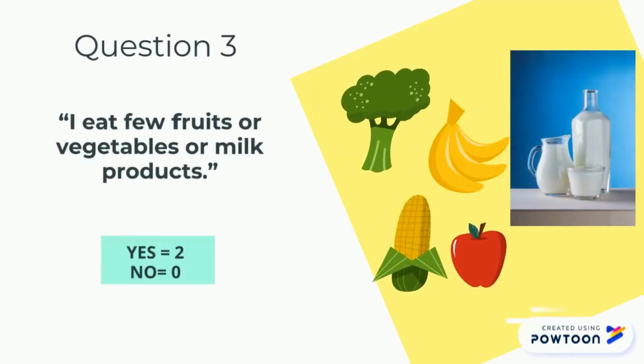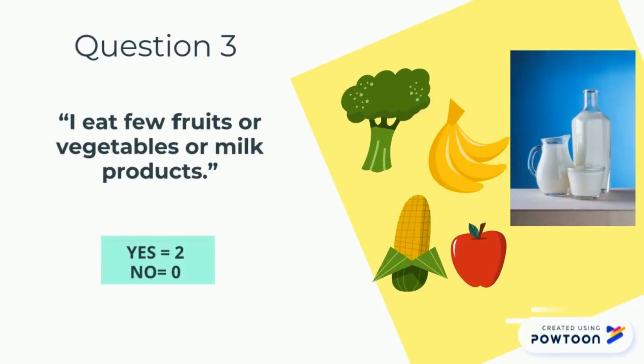Question 3. I eat few fruits or vegetables or milk products. The recommended intake for fruits and vegetables is 5 to 7 portions per day. An example of a portion is a medium-sized piece of fruit like an apple, orange or banana, or half a cup of cooked vegetables, or a bowl of salad or homemade vegetable soup. Consider how many portions of fruit and vegetables you have a day. How does it compare to the recommendations?